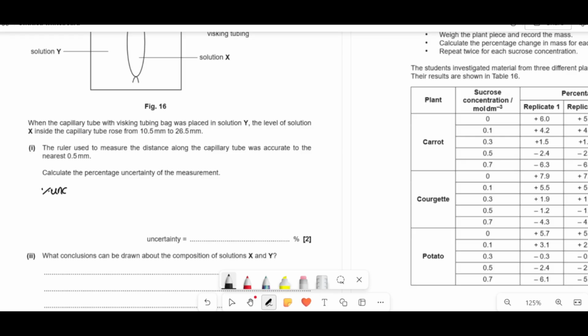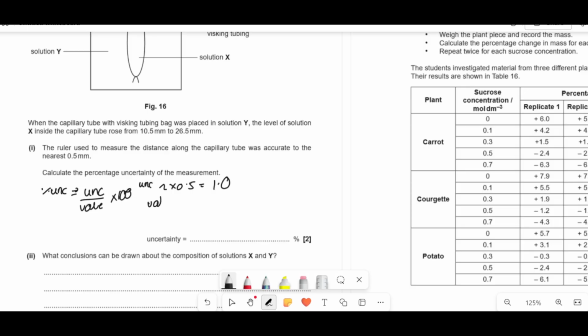So percentage uncertainty is the uncertainty over what value you got times 100. Now the thing is though, we need to work out what our raw uncertainty is. So they've measured it from one place to another. So we have 2 lots of 0.5 as our uncertainty, because they've read it twice. So they've got to double the amount of uncertainty in that. So that's going to be 1.0.